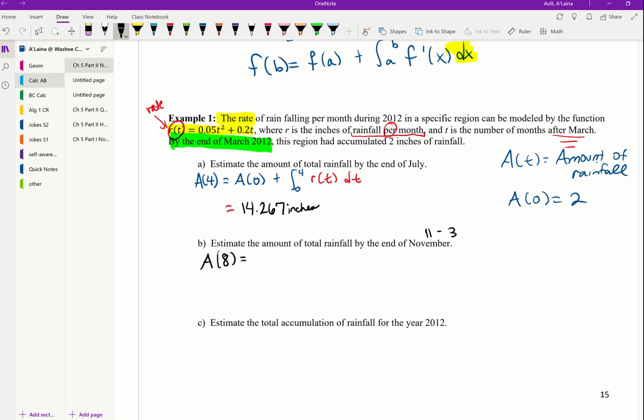From here, I can again use A of 0. I could also use A of 4 if I wanted, but A of 4 has some decimals that maybe I'm worried about rounding properly, so I'm going to use A of 0 to 8 of R of t dt. This is the only work you need to show. This is your setup, just the accumulation formula. From here, I'll use the calculator.